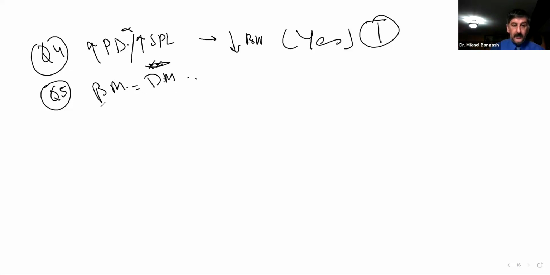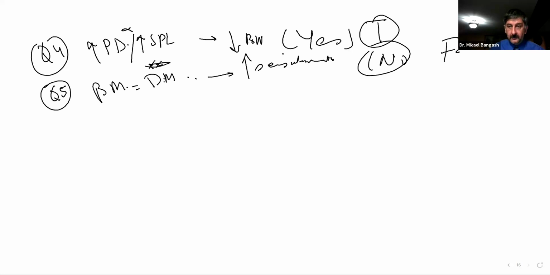Okay. And does backing material or damping material lead to increased sensitivity? The answer to that is no. And since the answer is no, that becomes false. Clear?